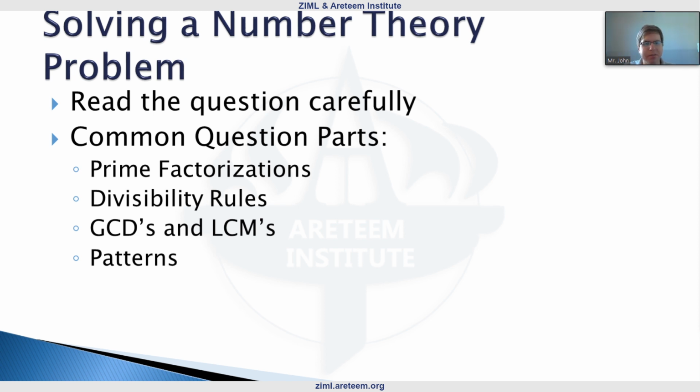So we have 2, 3, 5, 7, 11, right? 13. These are useful things to know. So of course we read a question carefully, but one of our biggest helps for almost every number theory question, of course not all of them, these prime factorizations are going to be a good place to start. If you're stuck with a problem, prime factorizations will help. We also have divisibility rules, right? We talked a little bit about greatest common divisors, least common multiples, and then patterns.